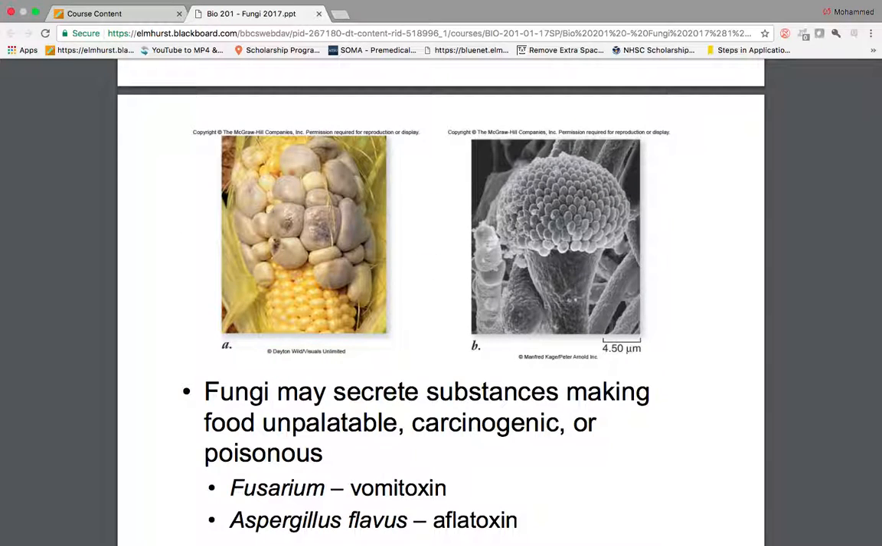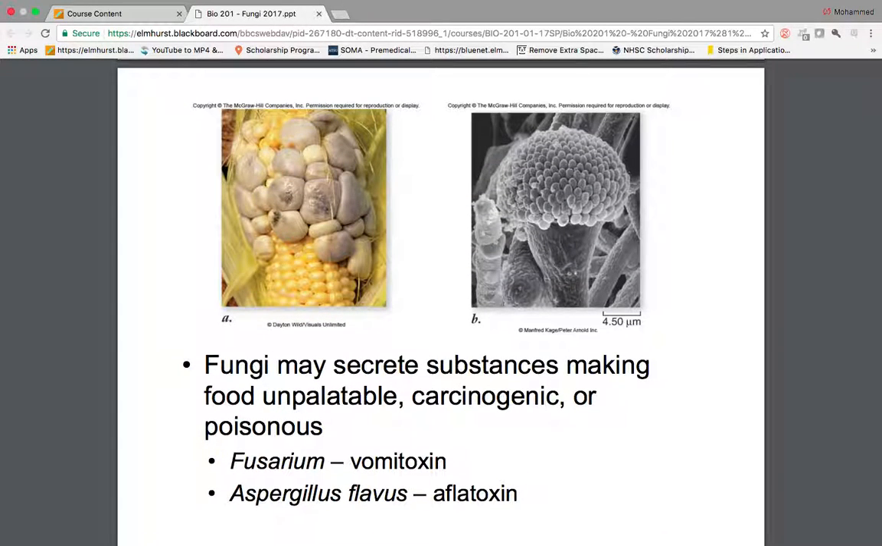Anybody ever eat this? What's that? It's a delicacy. It looks real gross, but it's a fungus that's invaded individual corn kernels and swells up. But people like to eat it.